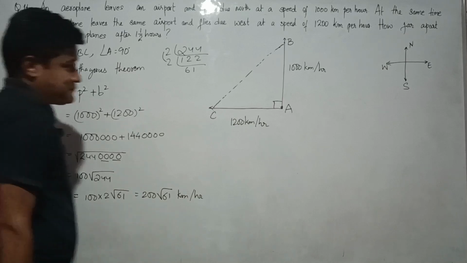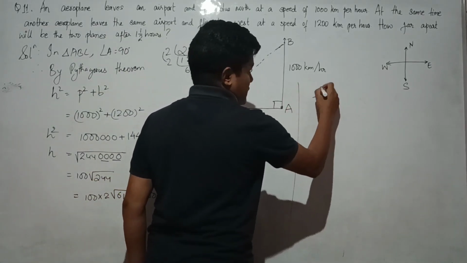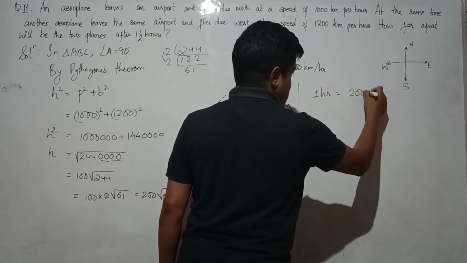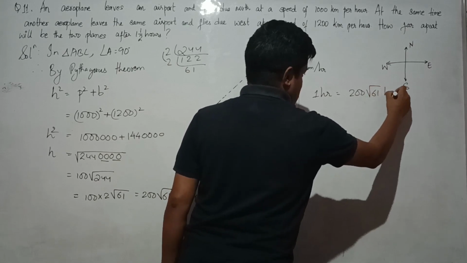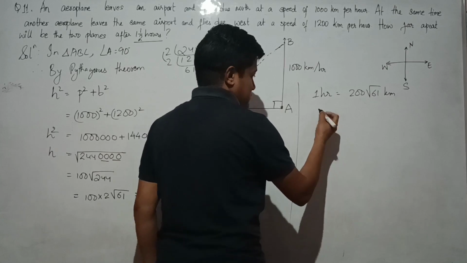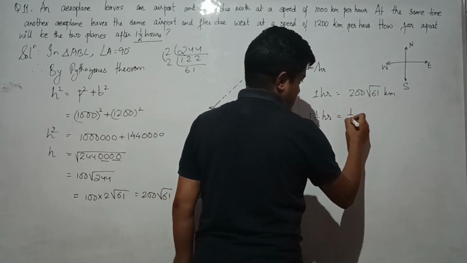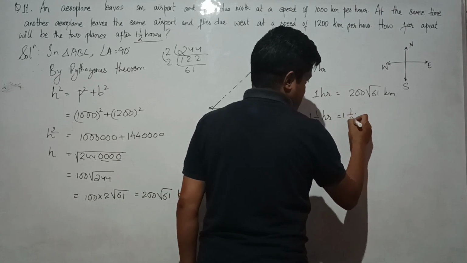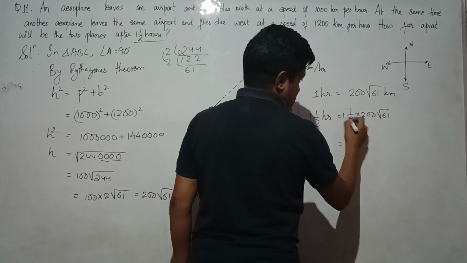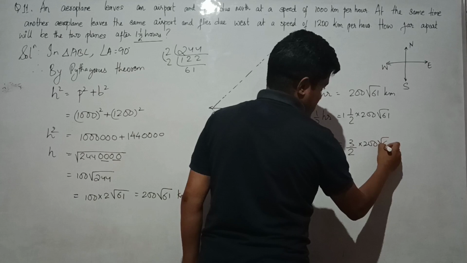So in 1 hour, the distance is 200 root over 61 km. So what is the distance at 1/2 hour? Multiplying 1 1/2 hour on both sides, 1 1/2 hour, so 3/2 into 200 root over 61.